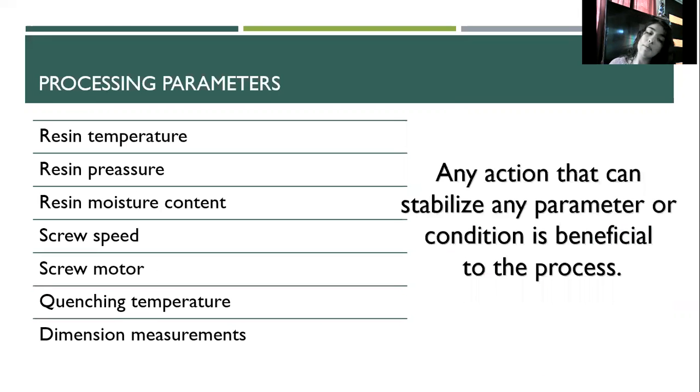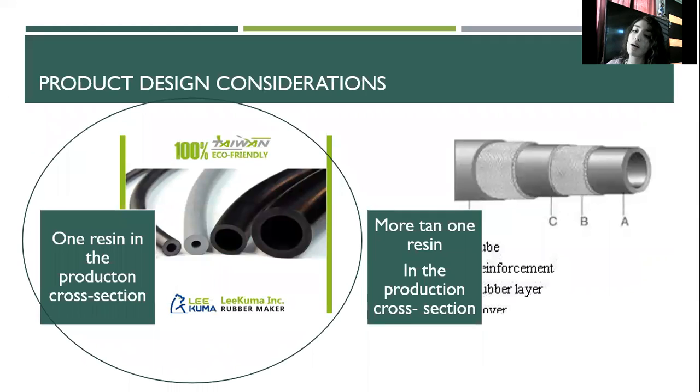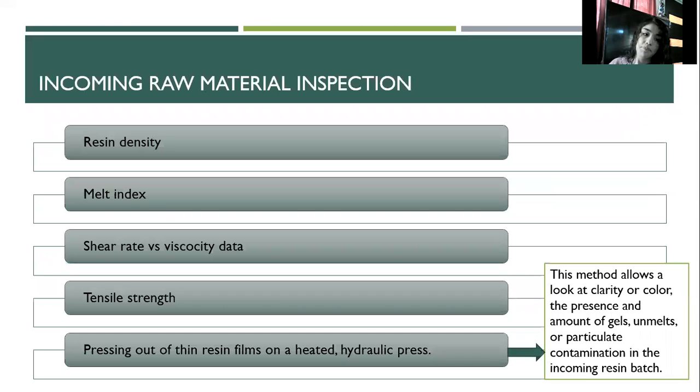And the parameters that must be controlled are these: any action that can stabilize any parameter or condition is beneficial to the process. It's so important to have control of all these parameters. And for the product design considerations, it's important to say that there are two types of hoses, the one design and the more than one design. And it's important to say this because there are different considerations from one to another.